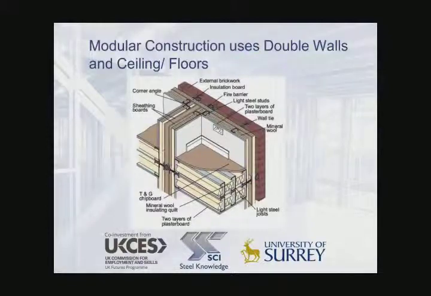Here we see a more precise detail of the junction at a corner of a module, and you can see that a high level of acoustic insulation and fire resistance is provided by the double layer construction of the walls and the floor and ceiling. It's also necessary to provide fire stops, particularly in the cavities around the modules.